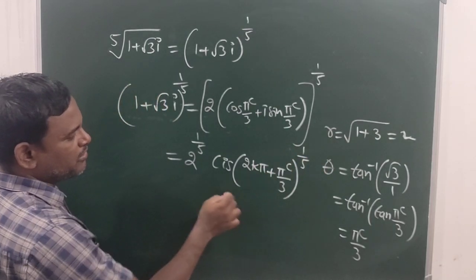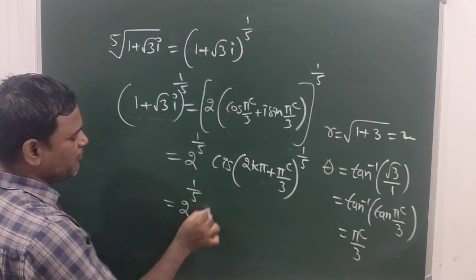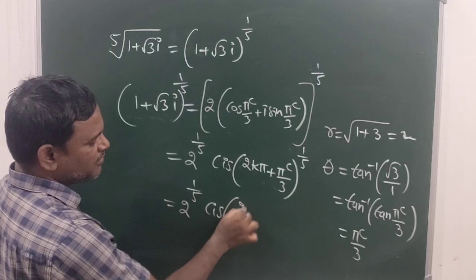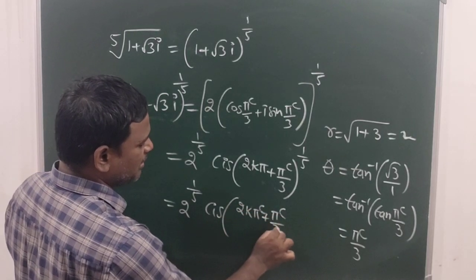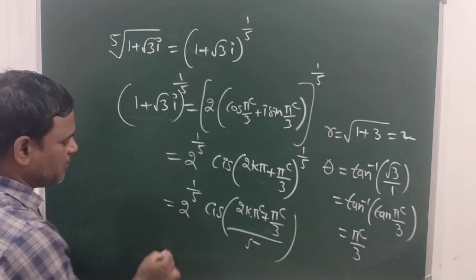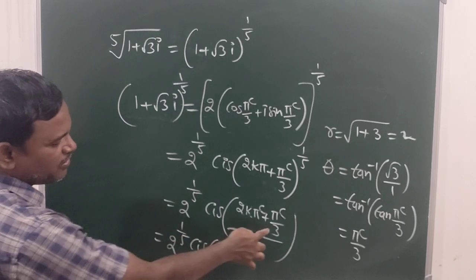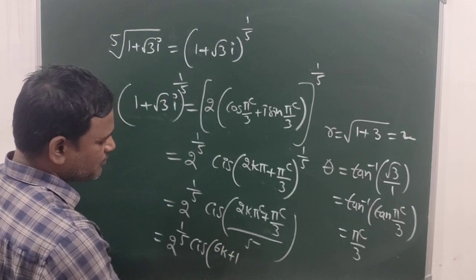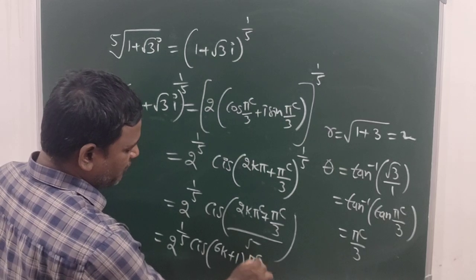Now apply the De Moivre theorem for this. By that theorem, what do you get? 2 power 1 by 5 cis of, right, simplify this. Otherwise you can write like this, 2k pi radians plus pi radians by 3 whole by 5. If you go for still a simplification, you get 2 power 1 by 5 cis of, here 3 to the 6. So 6k plus 1. Okay students, 6k plus 1. So pi radians by 15 you will get here.